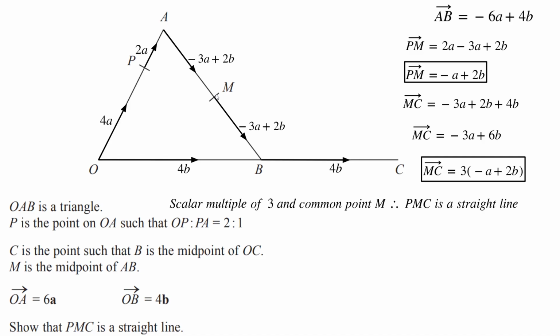But just having a scalar multiple isn't enough, because we could have the line here for PM, and then we could have the rest of the line, MC, down here. That doesn't help us because that's not a straight line. Obviously, it's in two different parts. But if they share the common point, that means they must be right next to each other in a straight line.